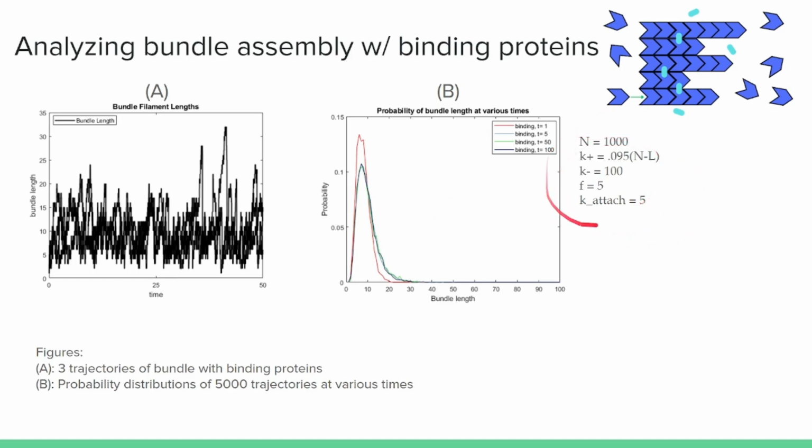Again, these are the parameters for this. We have 1,000 monomers, growth rate of 0.095 times n minus L, decay rate of 100, same filament of 5, and our K attach is just 5, a constant value. So our T equals 1, when we're in the transient state, is, again, higher and further, and has a peak that is further left than the rest of the peaks, and it's a little thinner, but it is still a Gaussian distribution. However, T equals 5, T equals 50, and T equals 100, all 3 of them make roughly the same curve.